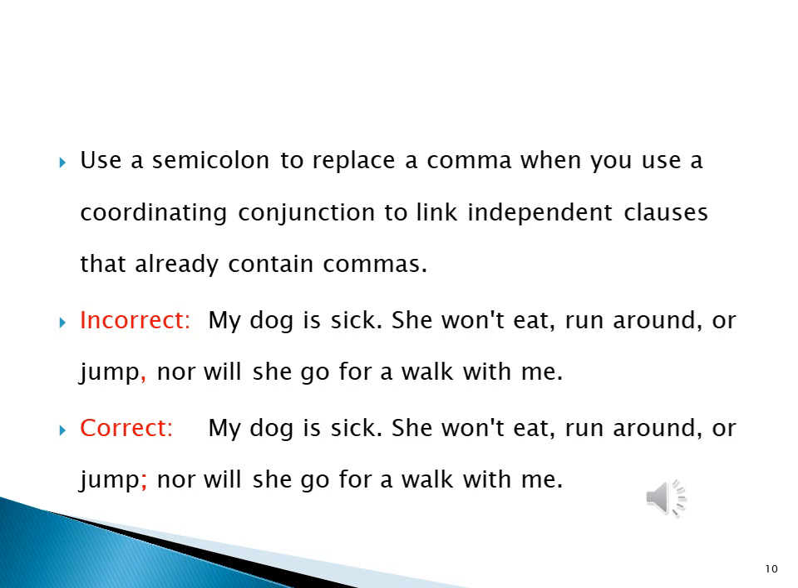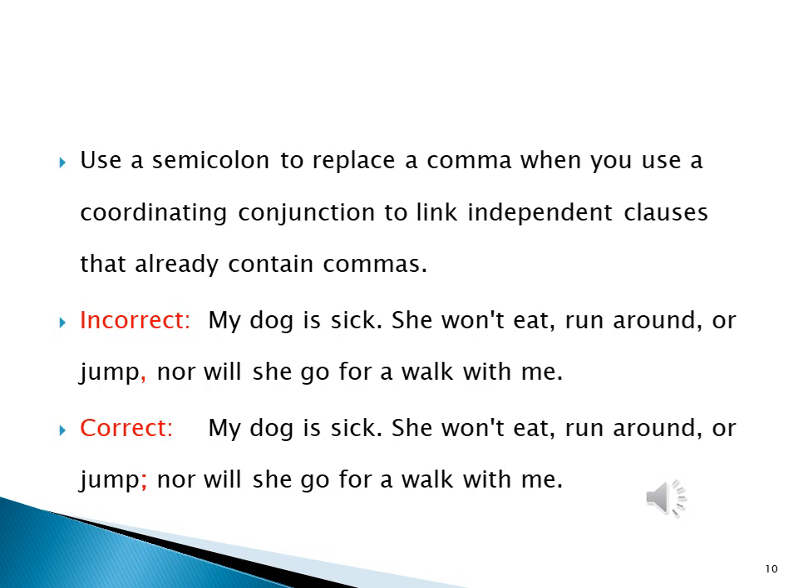And here there are a lot of commas. Okay, 1, 2, 3 commas are used. And the correct form of writing will include what? Semicolon. For example, here, or even to make some correction for the previous sentence: my dog is sick. She will not eat, run around, or jump. Then we use a semicolon here. Nor will she go for a walk with me.